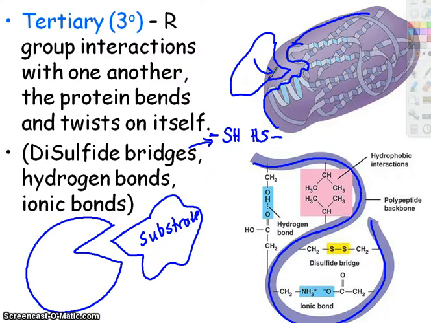Just like when we were talking about the cell membrane, we don't draw out the phospholipid. We just represent it with a little circle and two sticks to simplify. Well, they're actually like this because they're unsaturated. So, all right, that's tertiary structure.